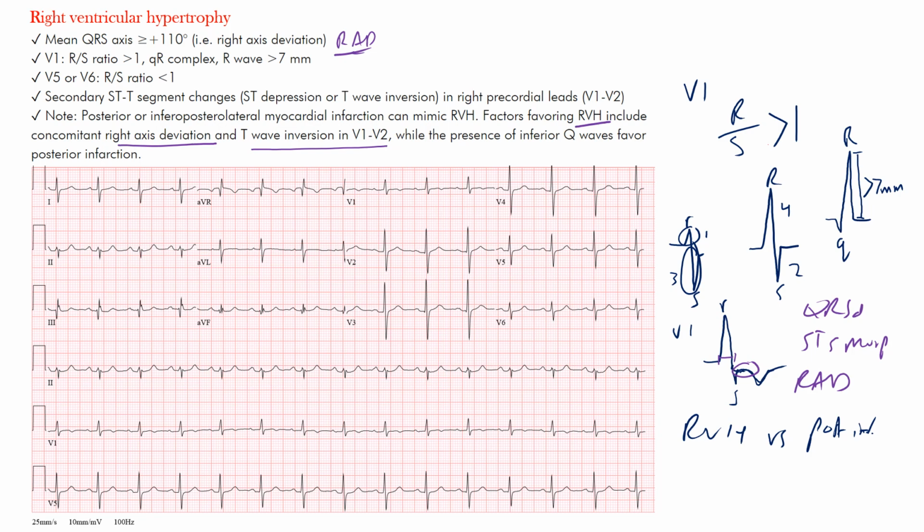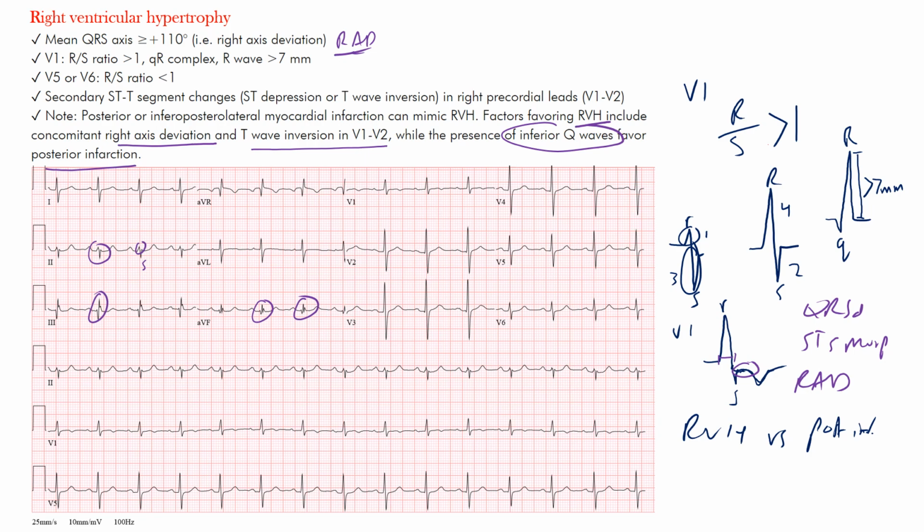Things that would favor more of a posterior infarct would be the inferior Q waves, or Q waves in those inferior leads, okay? Here we don't really see Q waves because we have R waves and then S waves in these complexes. Small R wave and then S wave, and then you can see little R waves there, okay? So hopefully that makes sense.